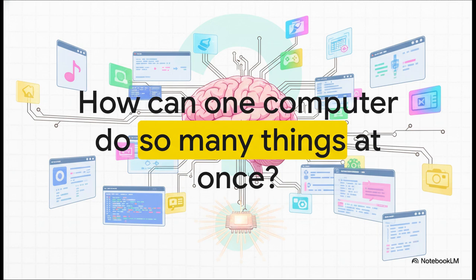I mean, it feels impossible, right? How can one single brain, one CPU, focus on so many different things simultaneously? It seems like it should just grind to a halt. But it doesn't, all thanks to a brilliant illusion orchestrated by the operating system.